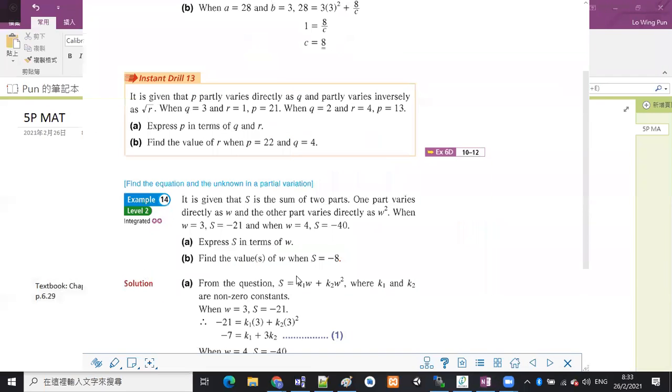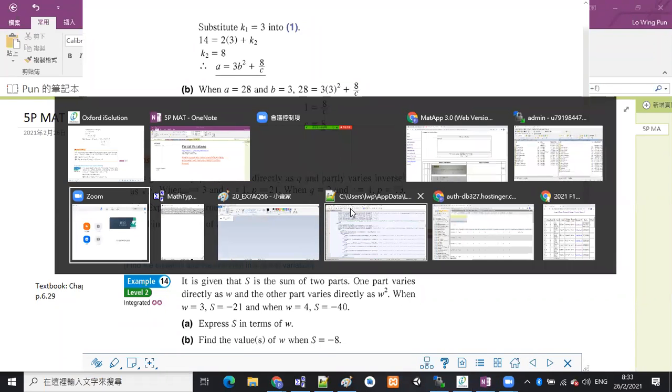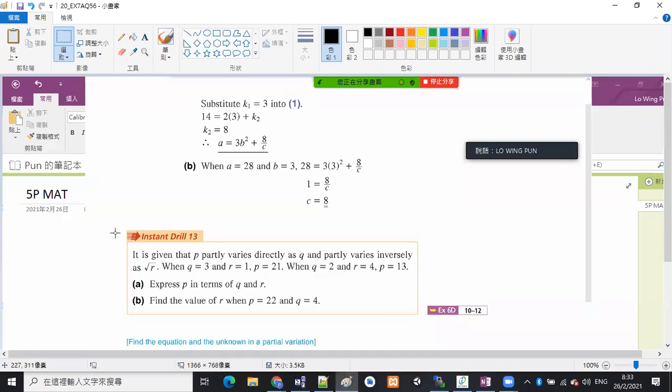So yesterday at the end of the lesson, I talked about example 13, and that is about partial variation. Today I will start with instant drill number 13, and let's do it together. Instant drill number 13 is also on the Math app, so please remember to write down the answers and then upload to the Math app, okay? So let's start with instant drill number 13.